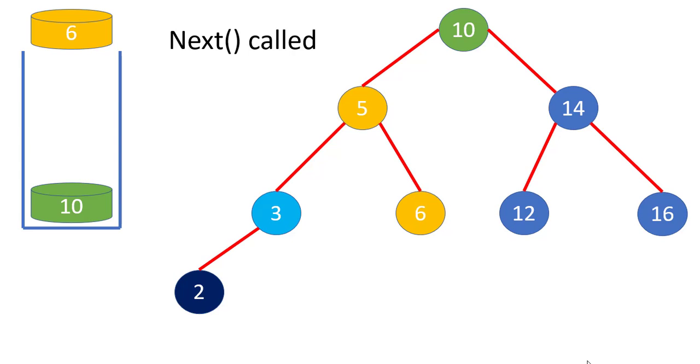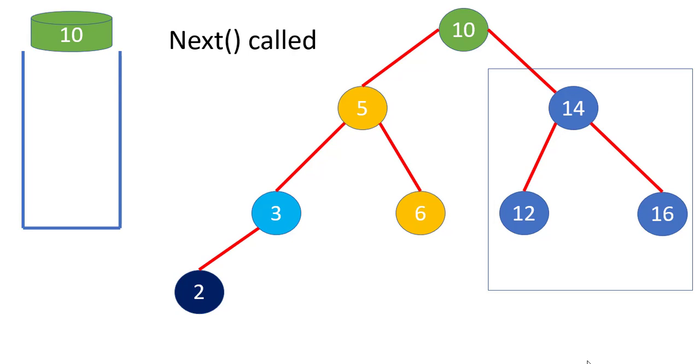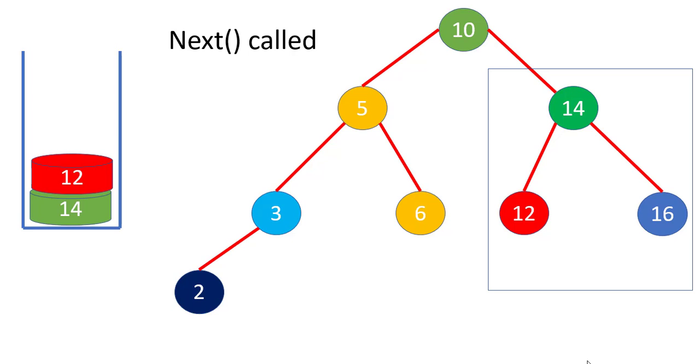There only remains value 10. So again when next is called and 10 is popped out, we need to call the partial in order on its right subtree. When we call that, the two values that get inserted into the stack are 14 and 12. The same logic is called again and again in the next call, and as we know, all the next calls will be valid. So we need not take care of the next being null. In the hasNext, we'll always give the answer true till the stack is not empty.